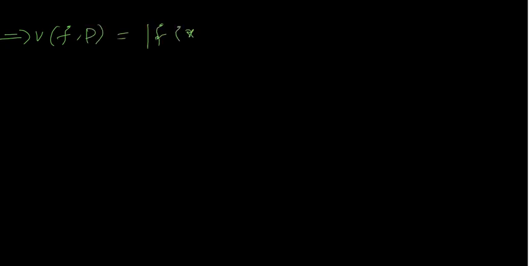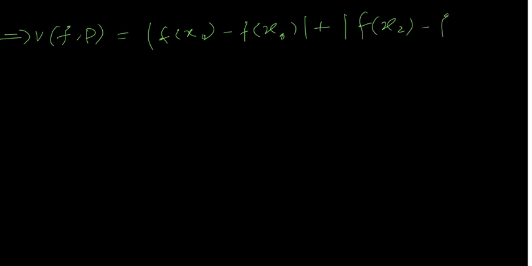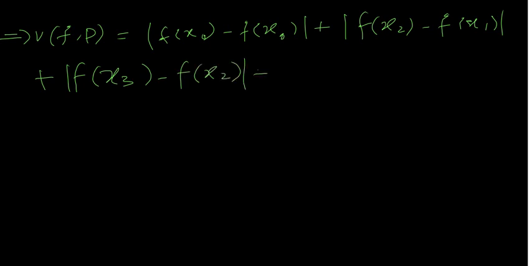mod of f of x1 minus f of x naught, plus f of x2 minus f of x1, plus f of x3 minus f of x2, plus the last one, which is f of xn minus f of xn minus 1.